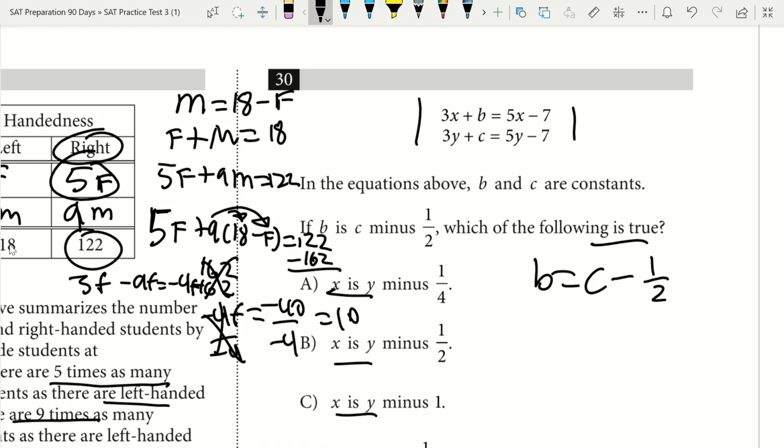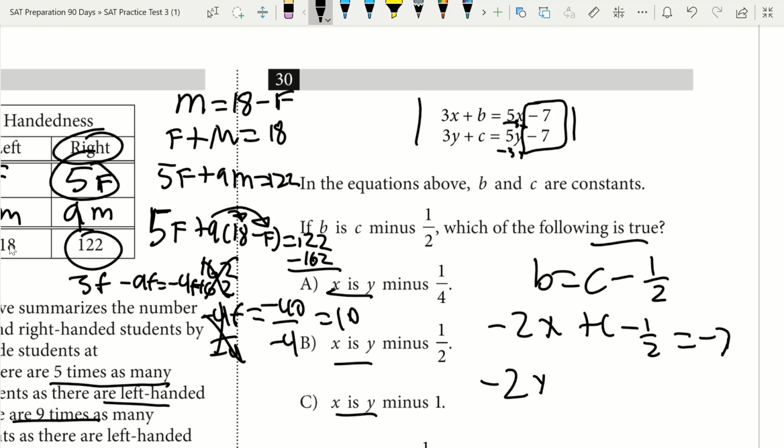So what I'm going to do is subtract 5X from each side and subtract 5Y from each side. When I do that, in my top equation, 3X minus 5X gives me negative 2X. So negative 2X plus B. I know that B is equal to C minus 1/2, so that's plus C minus 1/2, and that's going to equal negative 7, right? Because what I'm trying to do is get those negative 7s to both be what each equation is equal to. Then I subtract 5Y from my bottom equation, so 3Y minus 5Y gives me negative 2Y. Negative 2Y plus C then equals negative 7.